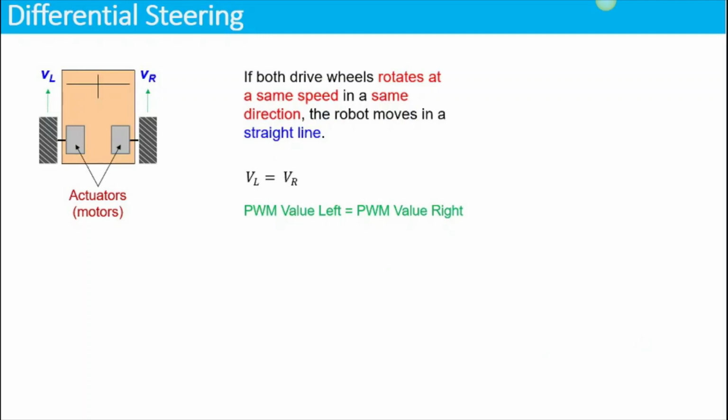So for example, okay, if this mobile robot has the same velocity left and right with the same direction, for example, both tires are moving in the forward direction, then you are going to have the same velocity or same speed, which in your controller or in your Arduino code, you can give the same PWM values. Okay, when you give the same PWM value with the same direction, your mobile robot will move forward, right?